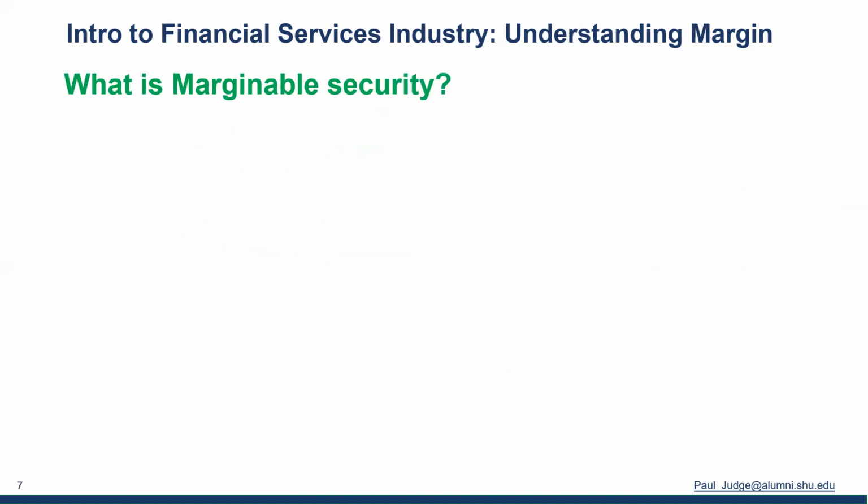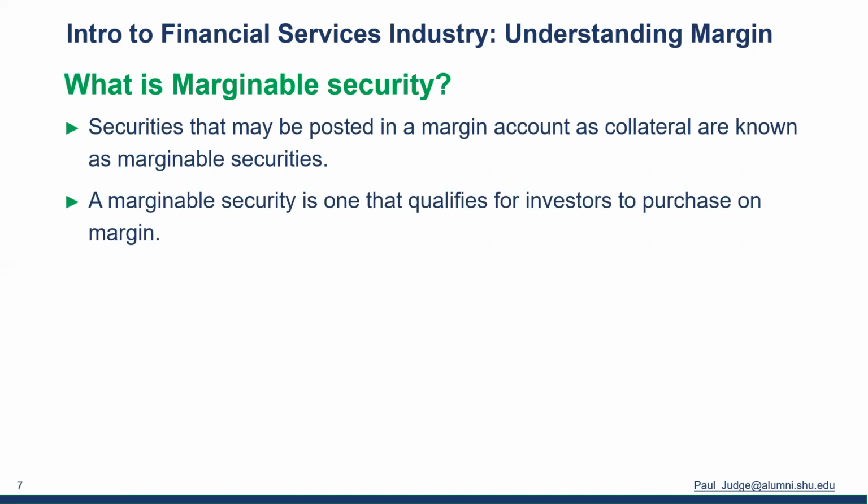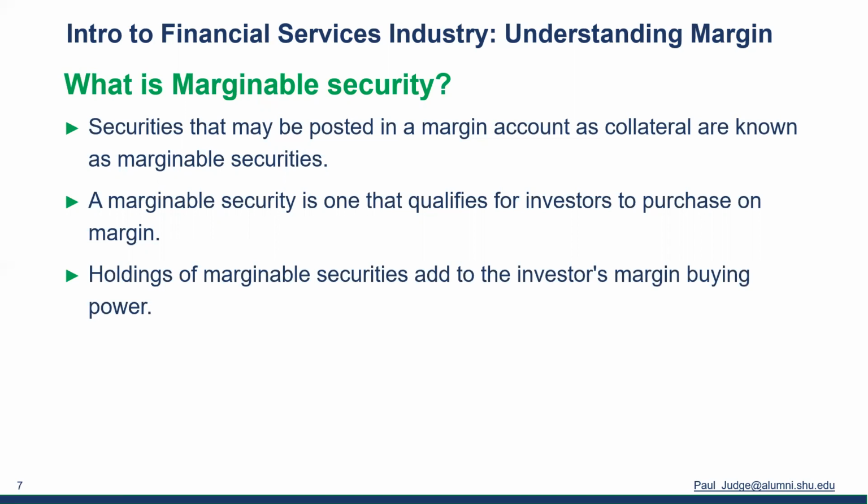All right. Now, what is a marginable security? Securities that may be posted in a margin account as collateral are known as marginable securities. A marginable security is one that qualifies for investors to purchase on margin. Now, not every security will be qualified for the investor to buy on margin and hold in a margin account. So, for example, the brokerage firm, since they're lending you the money to buy the security, wants to make sure that you're buying securities that are not highly volatile, high risk, or low value securities.